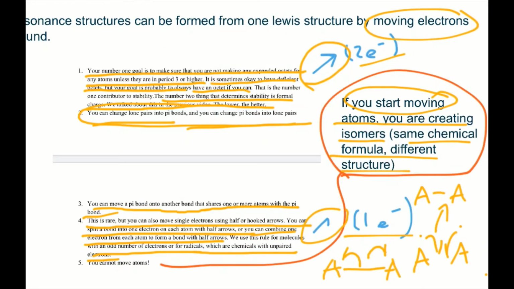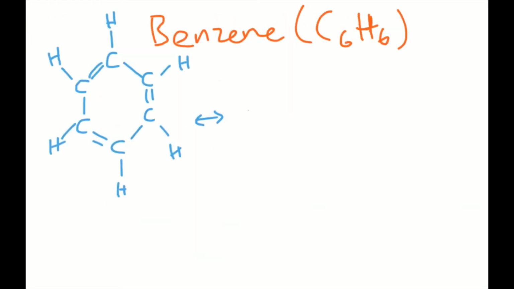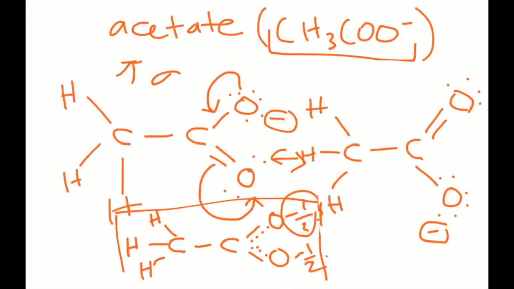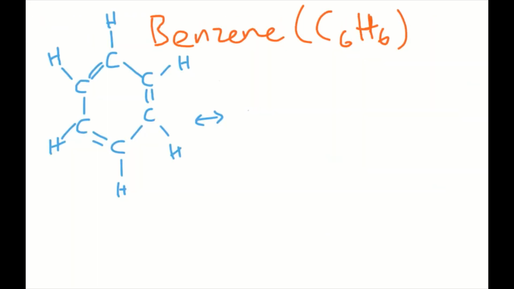So now that we've done acetate, let's do the next question, benzene. Benzene is a very special molecule that's super stable, and you'll see why it's stable. Let's draw the resonance structures for benzene. We have to move electrons around. So how about this? Let's take a look at rule 3 and apply that. You can move a pi bond onto another bond that shares one or more atoms with the pi bond. So it looks like this.